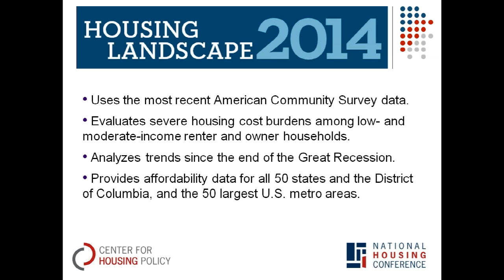The other thing that you'll find in the Housing Landscape Report is this housing affordability data for all 50 states, the District of Columbia, and the 50 largest U.S. metro areas. While a lot of the analysis focuses on national trends and national housing affordability concerns, there is a great deal of variation across the country at the state level and the local level. Housing markets are different in many different parts of the country. So that data helps you to get at where some of these problems are really quite extreme.